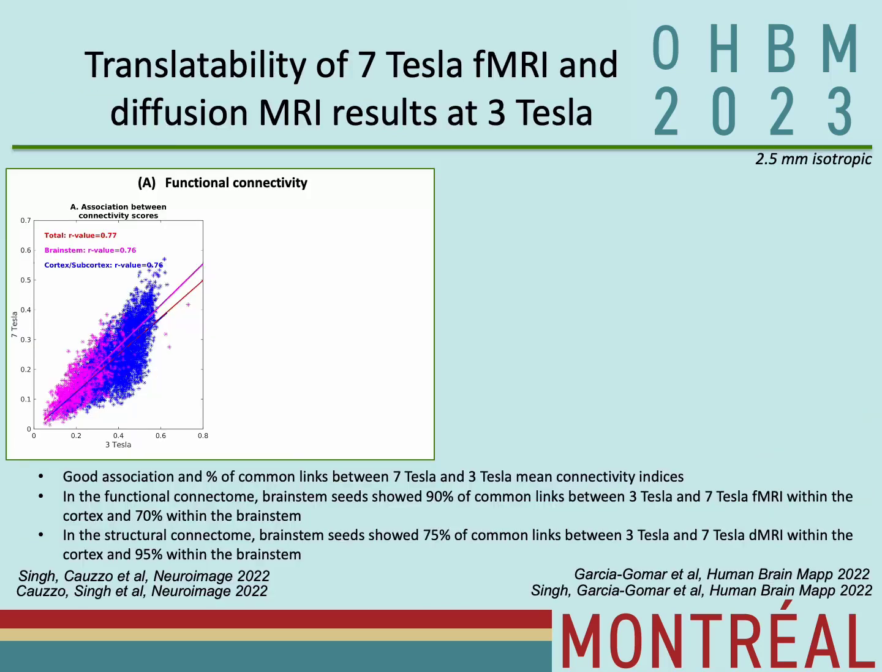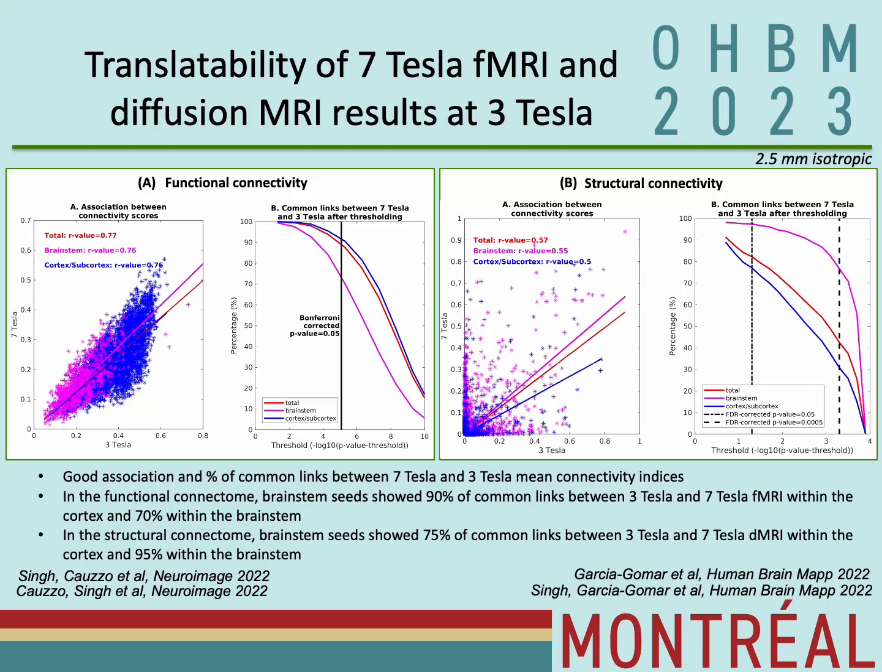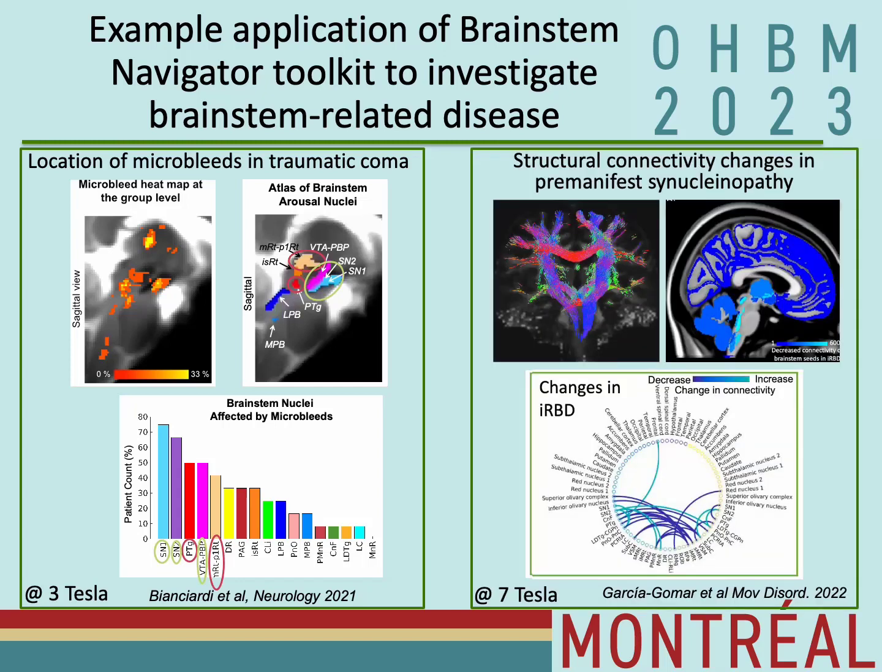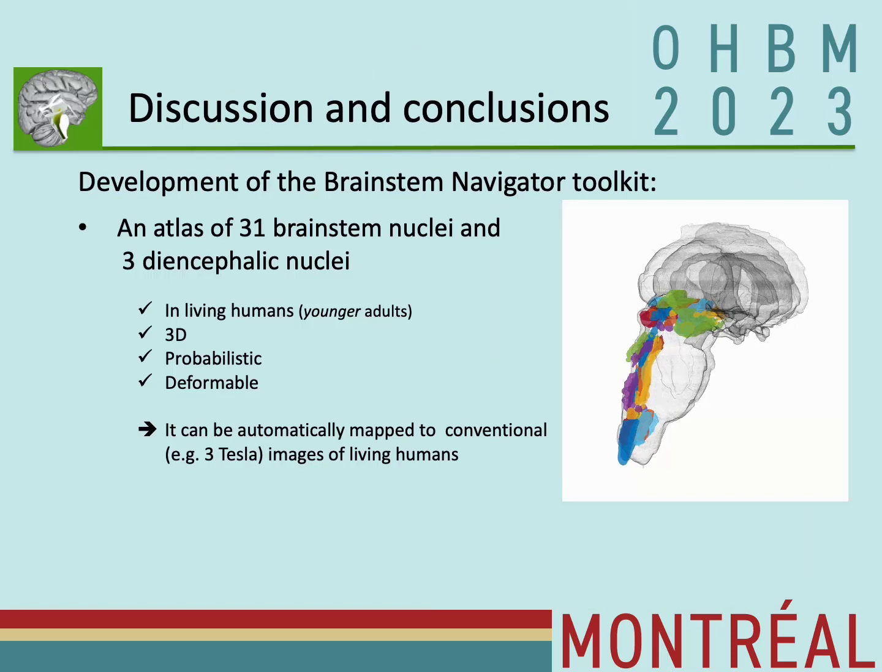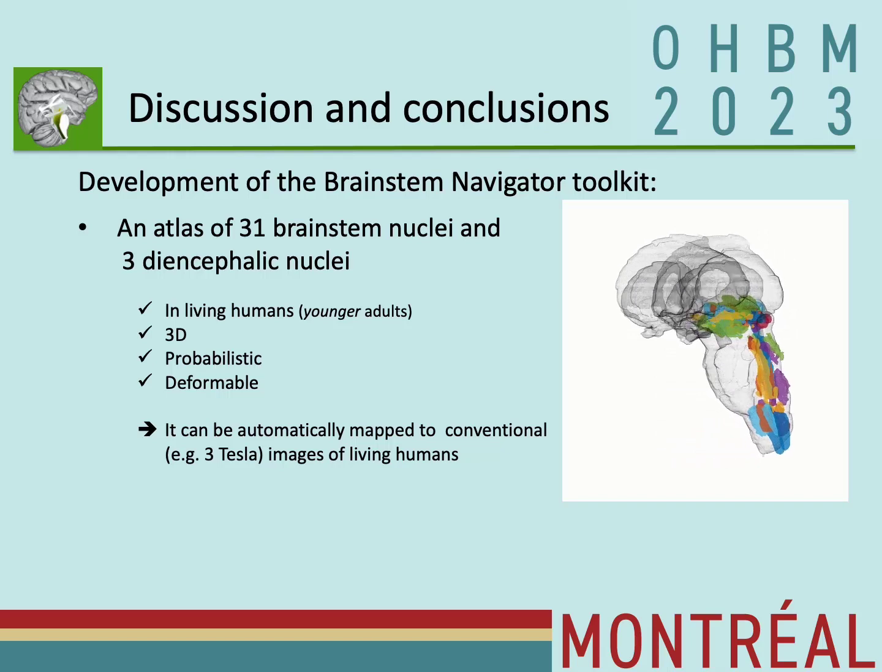We also verified the translatability of our 7 Tesla connectivity results to 3 Tesla MRI, and we found good association and a high number of common functional links between 7 Tesla and 3 Tesla MRI. Similar results were observed for the structural connectivity. Finally, we also recently provided a translational application of the Brainstem Navigator toolkit to investigate the location of microbleeds in traumatic coma at 3 Tesla, and to determine changes in the structural connectivity of brainstem nuclei at 7 Tesla in pre-manifest synucleinopathy.